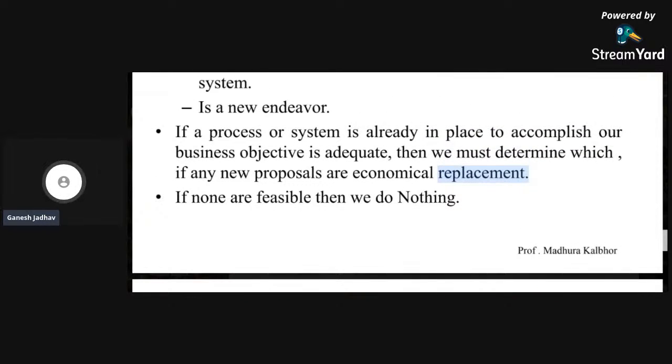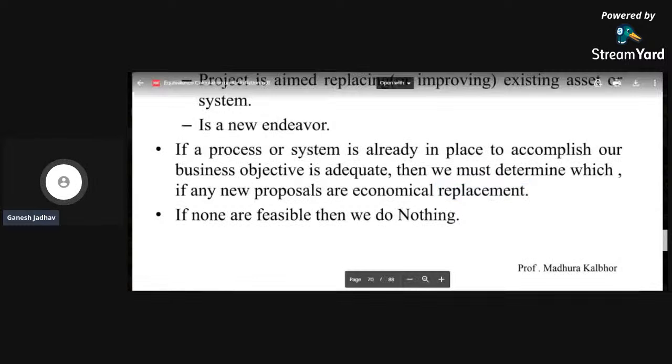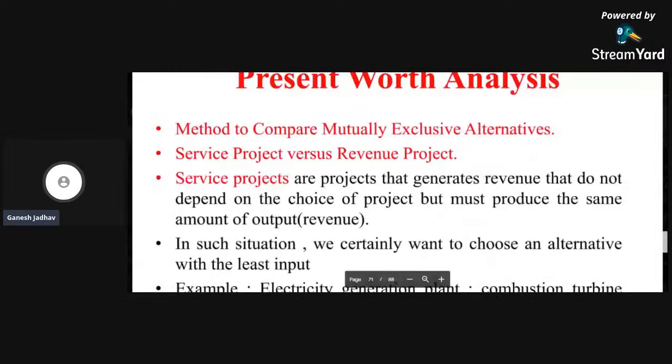So we can say that if this particular system is not physically there, then we are required to take a new one also. So this is the two parts.